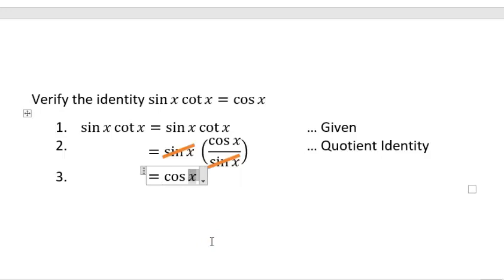That means I have cosine of x. Okay, what did I just do? I cancelled sine of x. Okay, now I got cosine, and that was the right side of my exercise, so I'm done. I finished the exercise. The goal is that one, to transform the left side into the right side. I already did it. That's it.